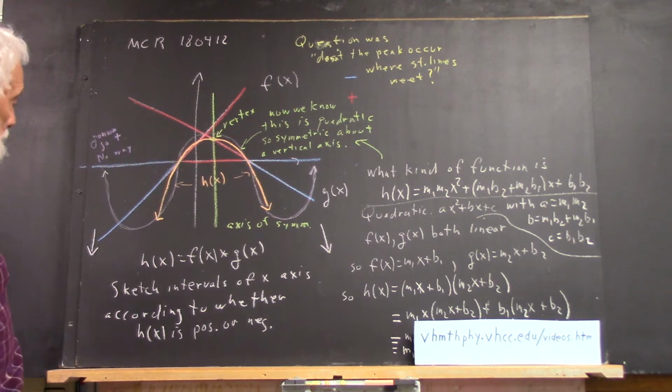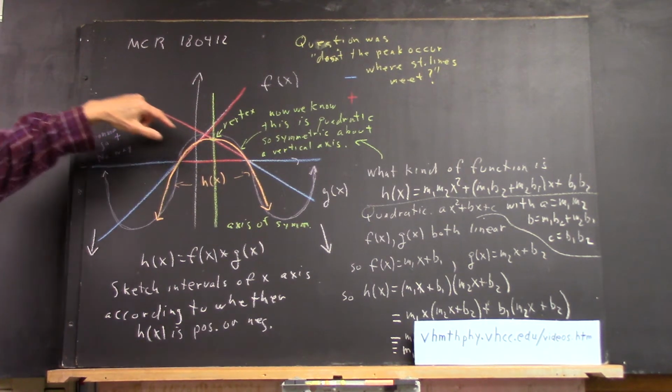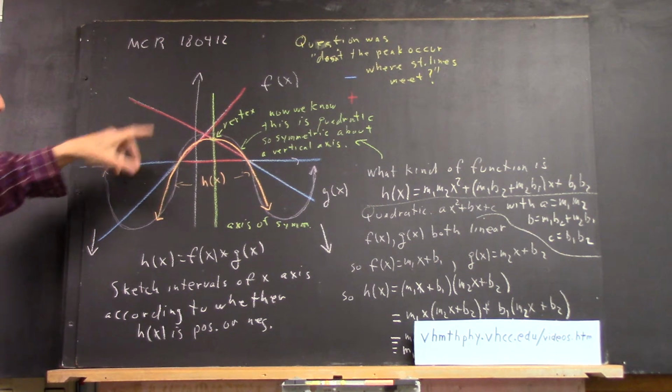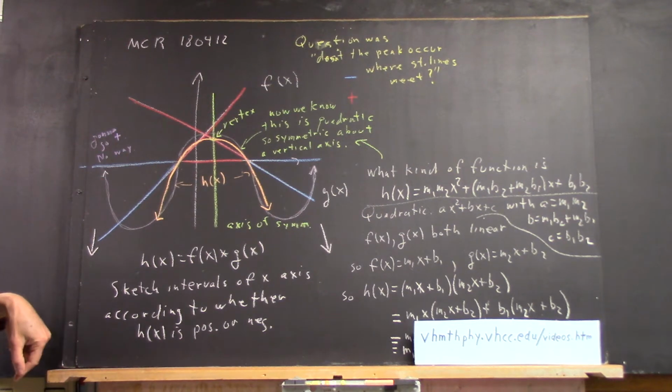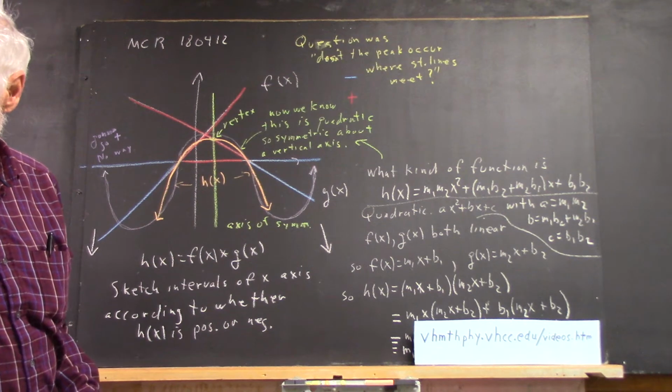as we go this way, what's happening to the f of x values? They're getting bigger, right? And what's happening to the g of x? Well, those are the g of x values. What's happening to the f of x values? Well, they're negative, but they're getting bigger. They're bigger and bigger negatives, right?